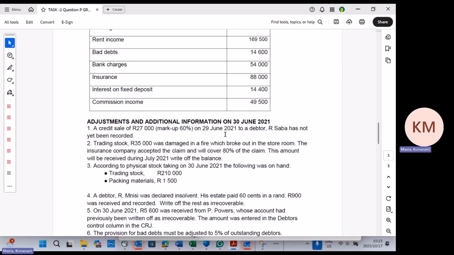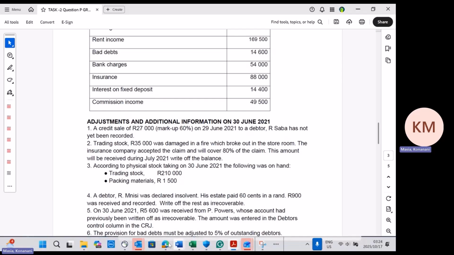Hence, remember, accounting is about debit and credit. Okay, now you have 72,000, and you also have your 27,000 that I still have to consider, that I need to add to the debtors control. And I've also been told that for Munisi, there was 60 cents that you are only going to recover. The rest you are not going to recover. Then I need to also consider that.